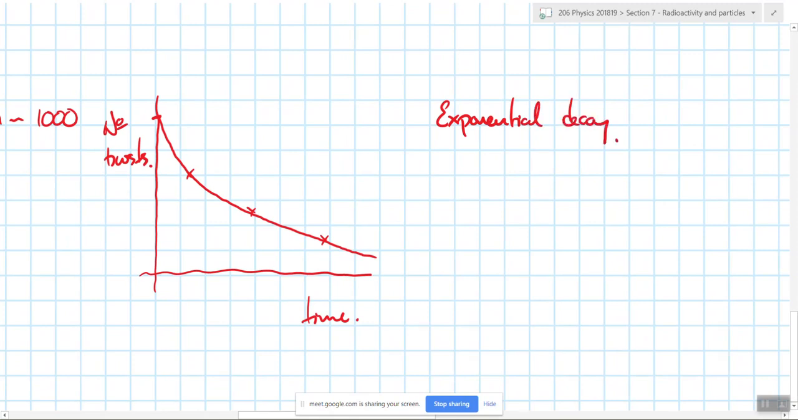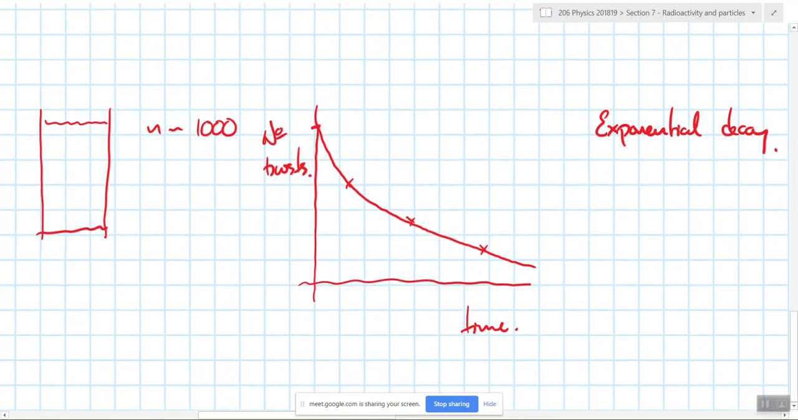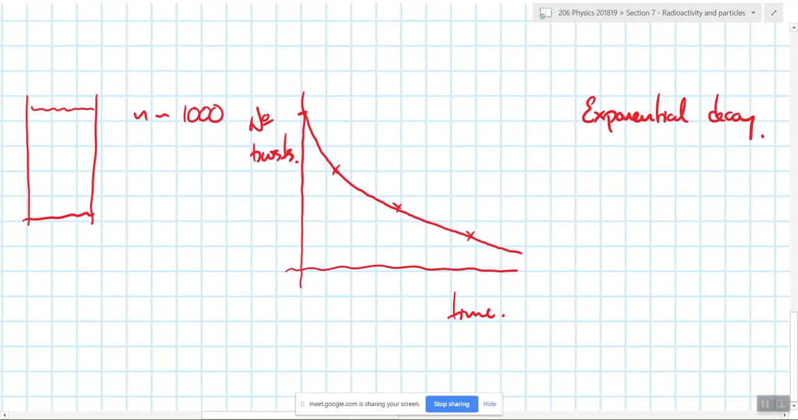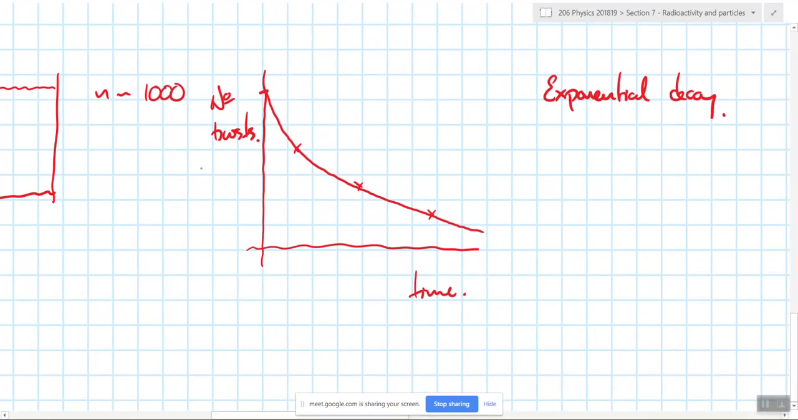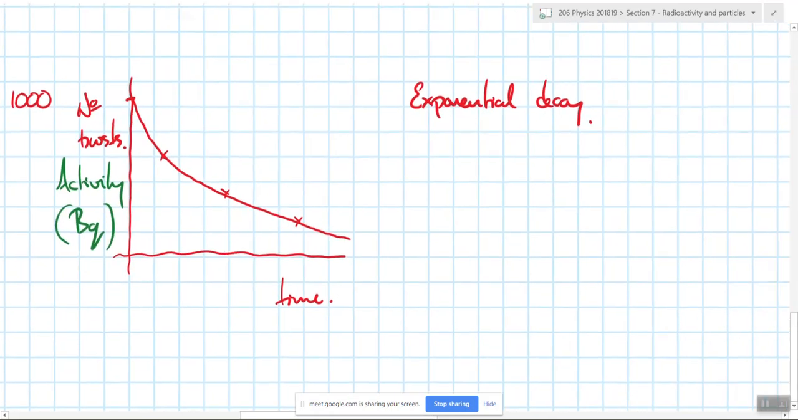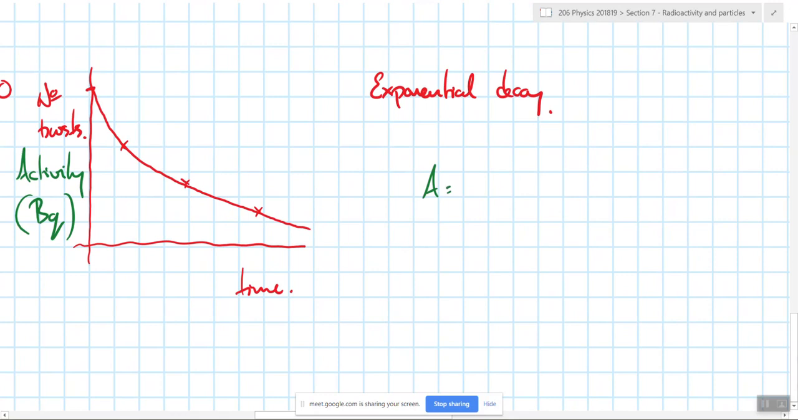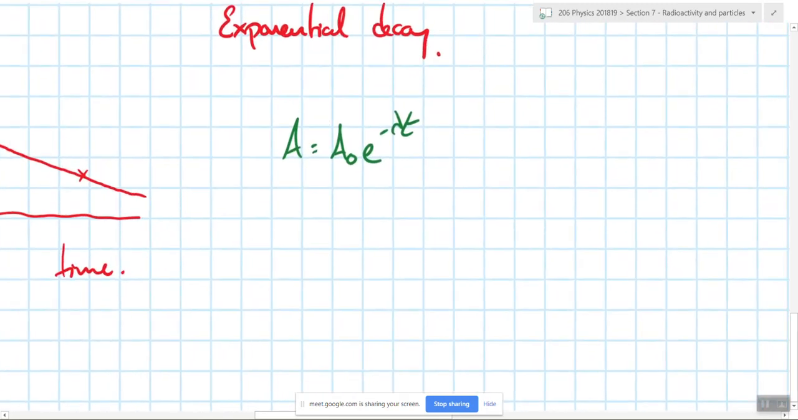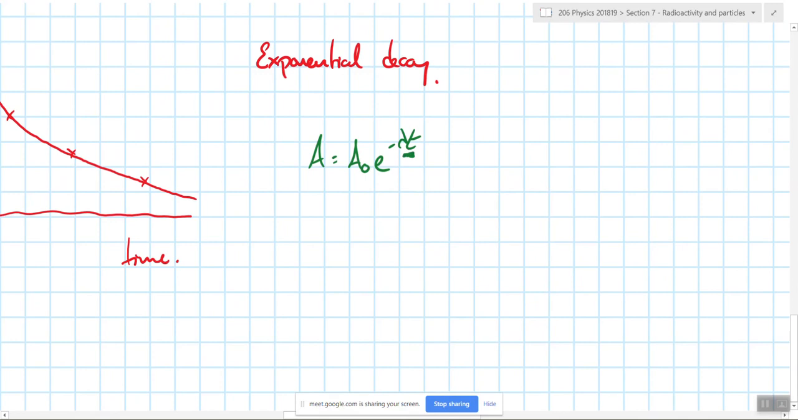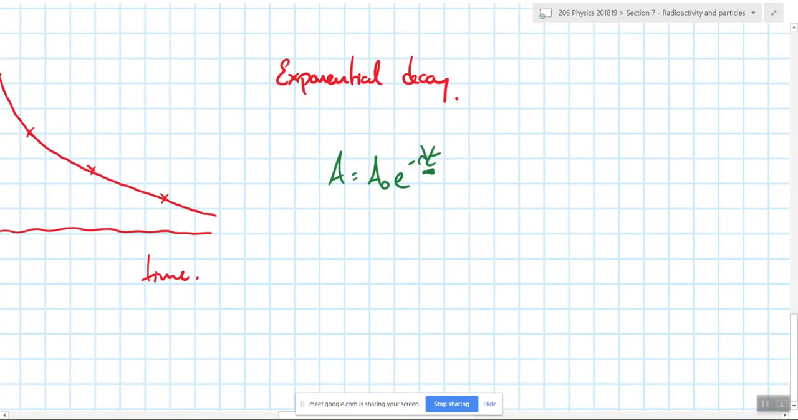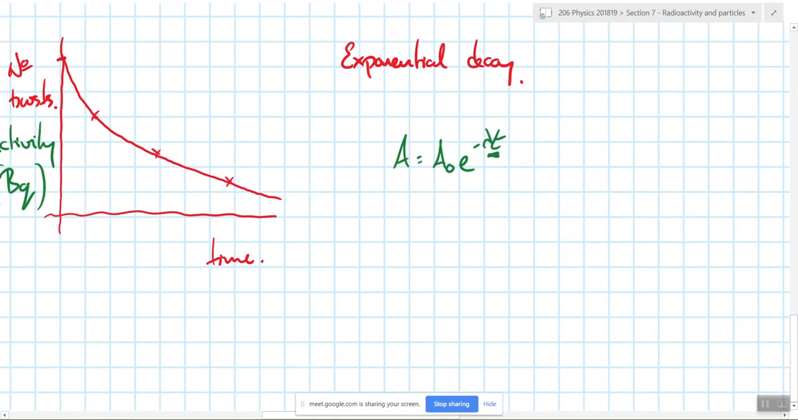Now, for the maths wizards among you, I can show you what the fancy IB level equation is. If you don't like fancy IB equations, you can close your eyes now. We would talk about this as being the activity that we measure in becquerels. And we could say that the activity is equal to the starting activity times an exponential, e to the minus lambda t. So this section here is sort of like the half-life. It's not perfectly the half-life. You need to do some logarithms to get the half-life.